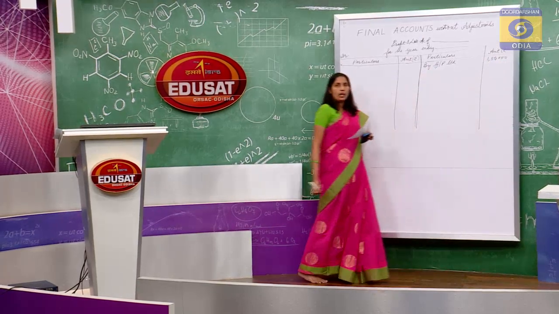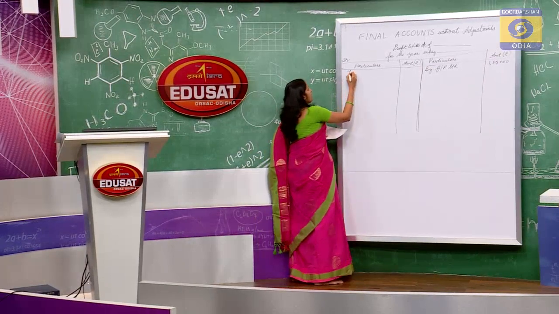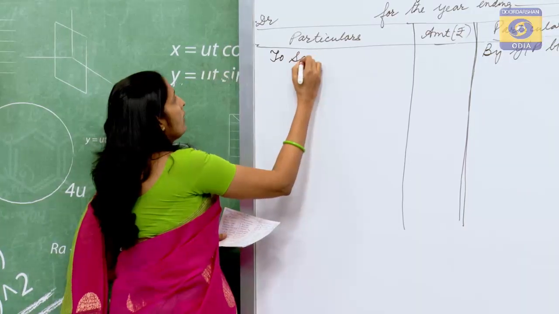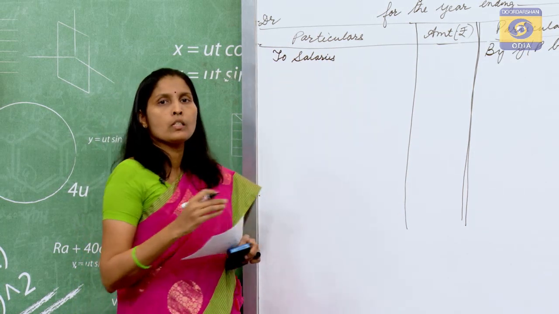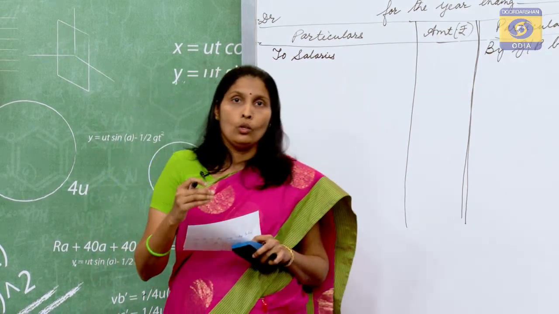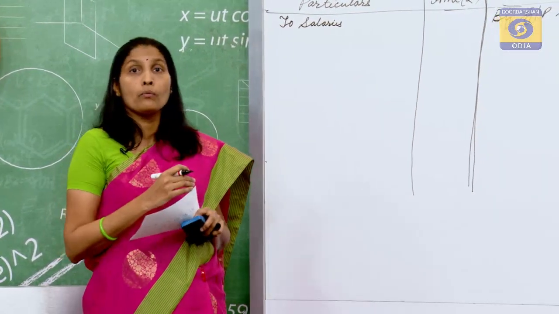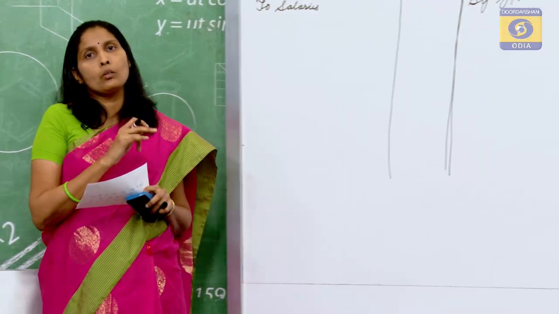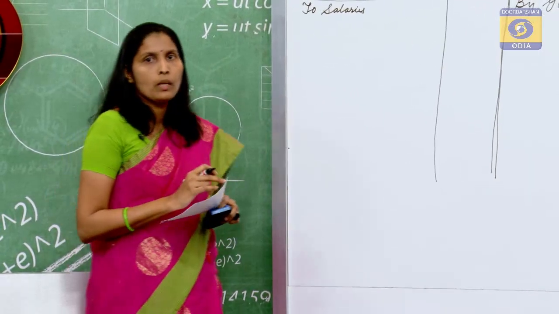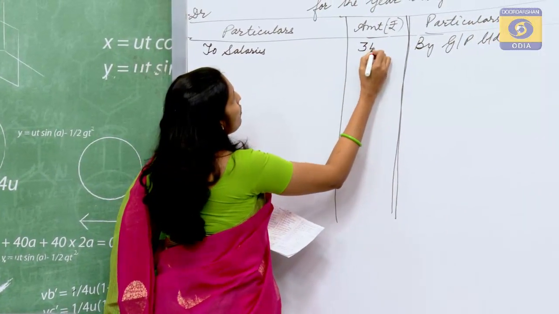The next item we have is salary. As I already said, salary will go to the debit side. So, to salaries. Now, students, at times you will also come across the term salaries and wages. If you come across the term salaries and wages, that will come to the profit and loss account. But if you come across wages and salaries, then that will go to the trading account. You need to keep that in mind. So, the amount of salaries we have is 34,000.